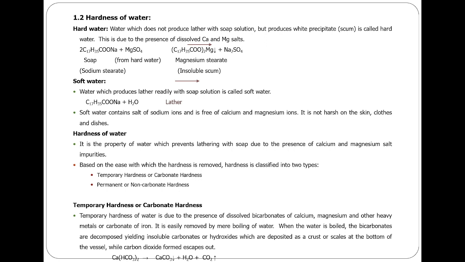The water which is free from calcium and magnesium is said to be soft water. And when you talk about hardness of water, again they are of two types. One is temporary hardness and the other one is permanent hardness. Temporary hardness means the bicarbonates of calcium and magnesium salt that can be removed by boiling. They are also called carbonate hardness or alkaline hardness.